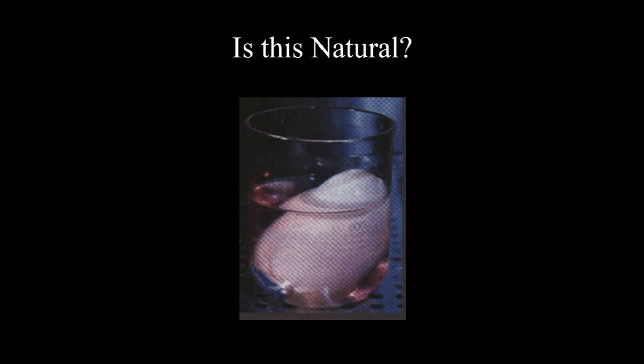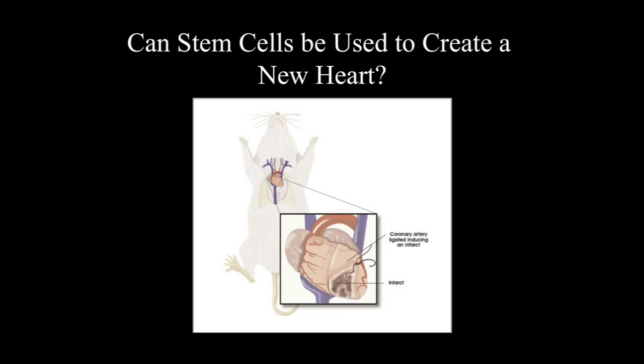The question that was posed during the agricultural biotechnology sector, and then again on the topics in pharmaceutical biotechnology, is this natural? Is this natural, an artificial bladder? And why are some things okay and other things not okay? Can stem cells be used to create a new heart? If that's true, does the end justify the means?